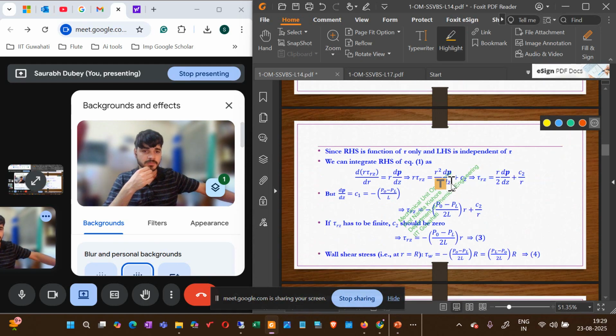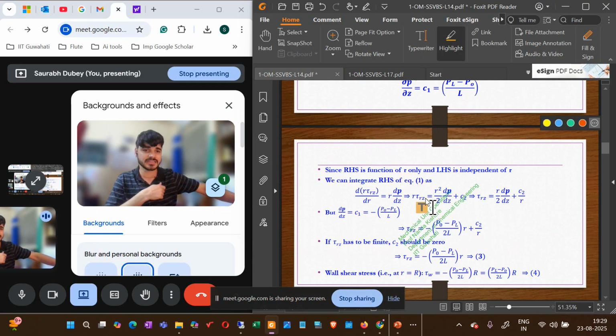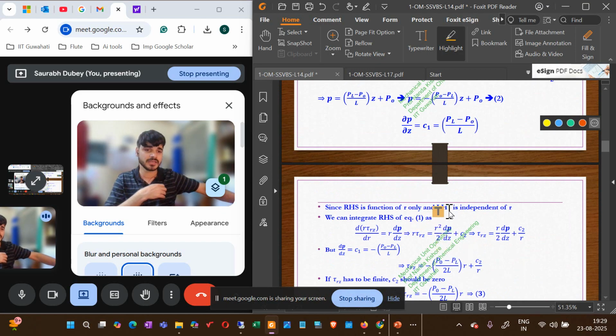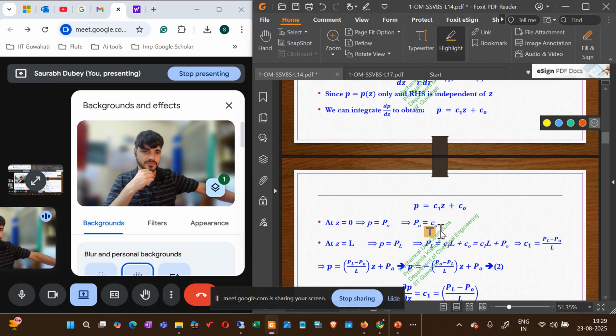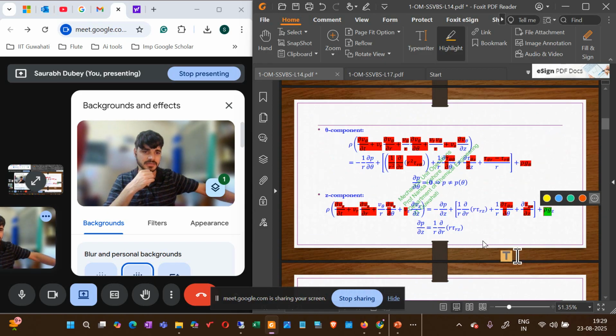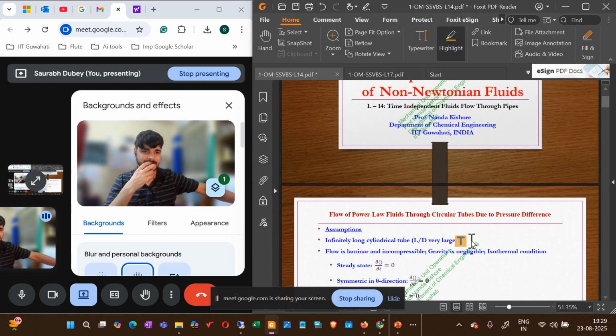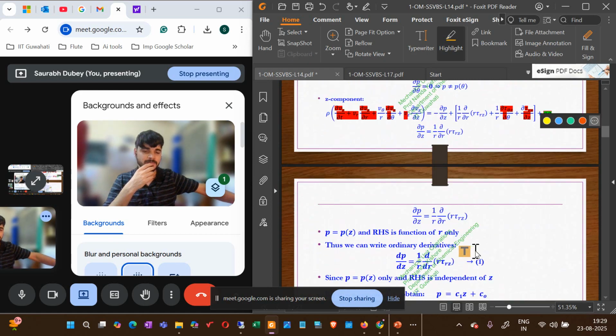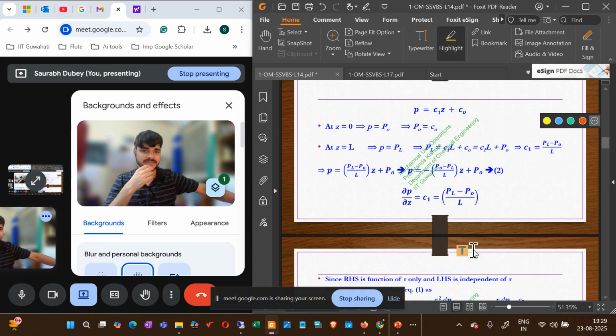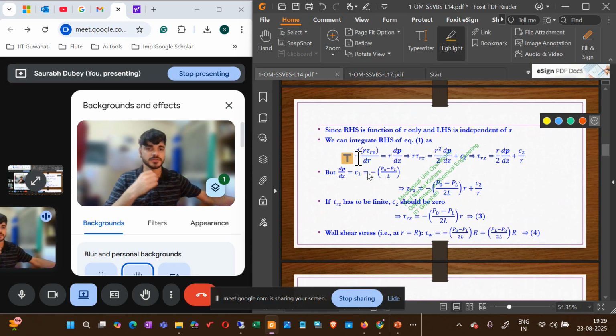So since the right hand side is a function of R only, and the left hand side is independent of R, we can integrate the right hand side of equation 1. So this is the equation 1 that we have, right? So if you see that, let's integrate that. So this is the equation that you got.